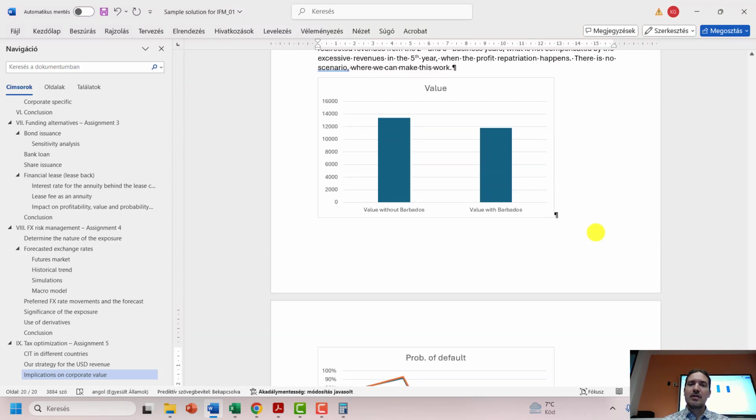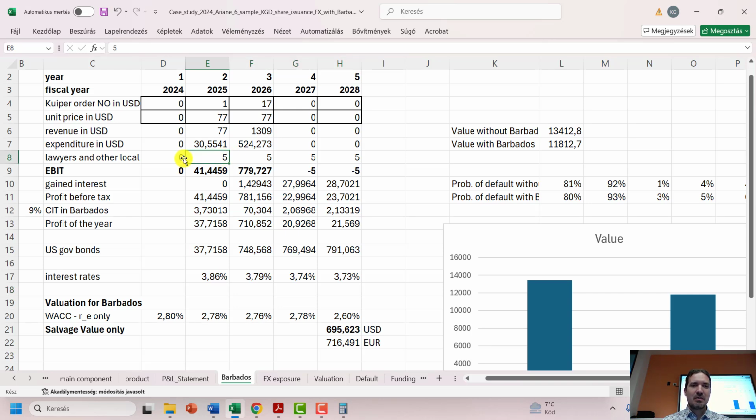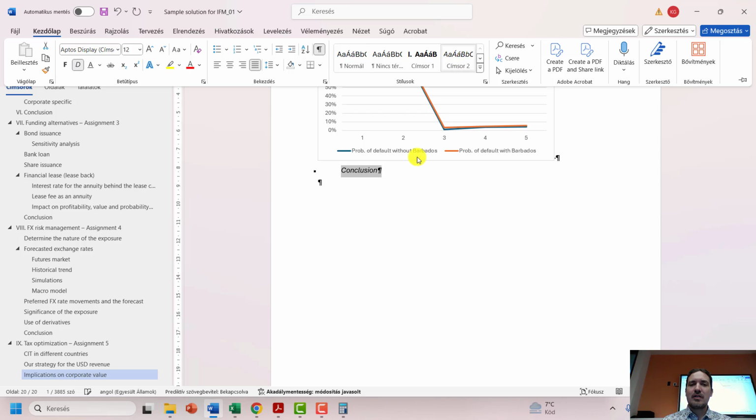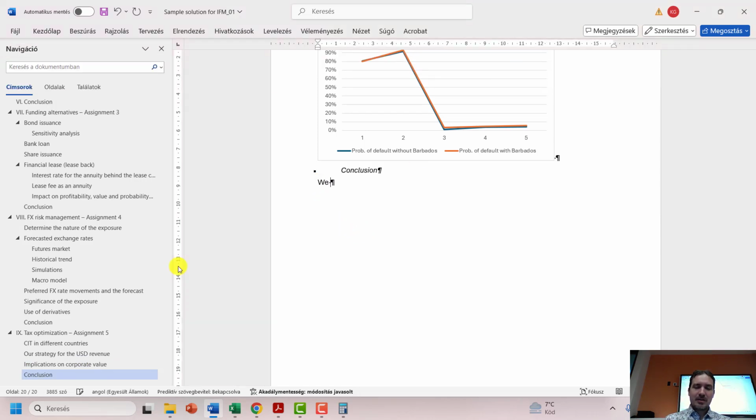Okay, so it's not just our generosity, so if you would just pay nothing at all on your lawyers, because our lawyers can do this, we would still be in bad shape. So, conclusion. So we consider ourselves an ethical company which pays taxes in a proper manner.